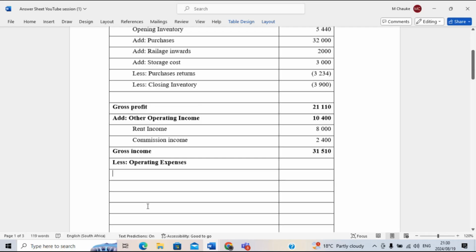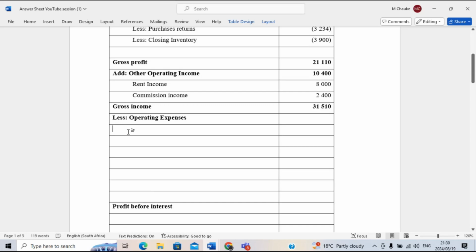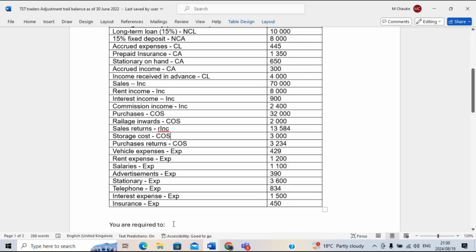Now, let's go to expenses. Our expenses, we are going to identify them and then you guys assist me. Just comment with all expenses so that we do not have to waste the time. Number one that I see there is what? Vehicle expenses. Vehicle expenses, right?